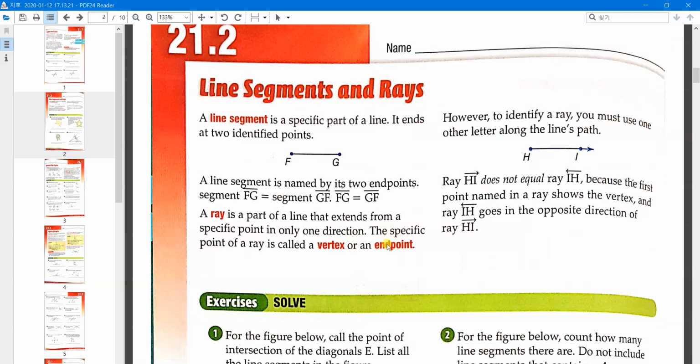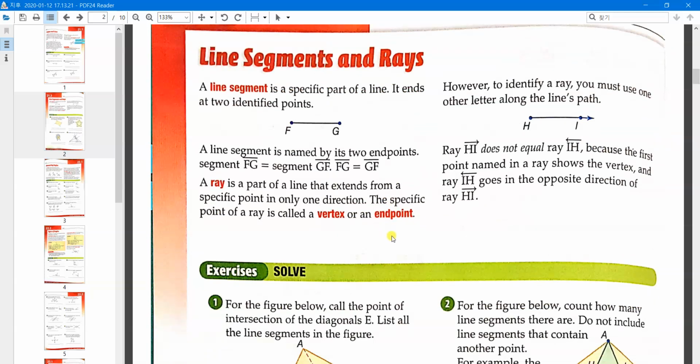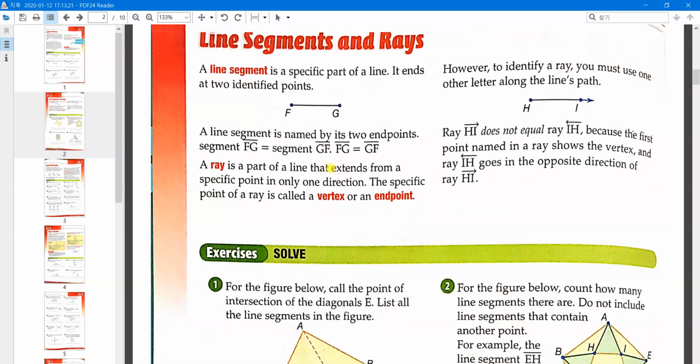Okay, good. And line, segment, and ray. A line segment is a specific part of a line. Segment is a specific part of a line. So a line goes on in both directions.